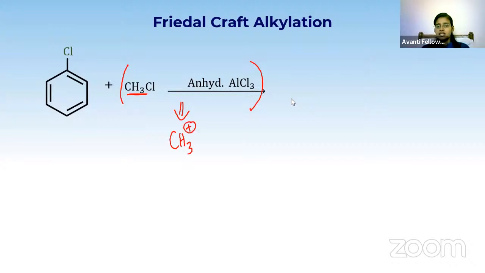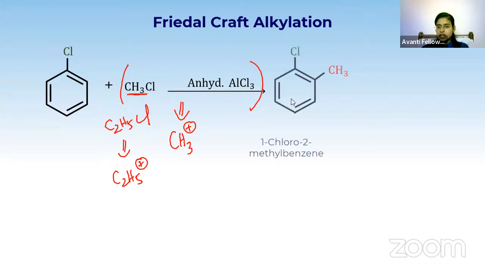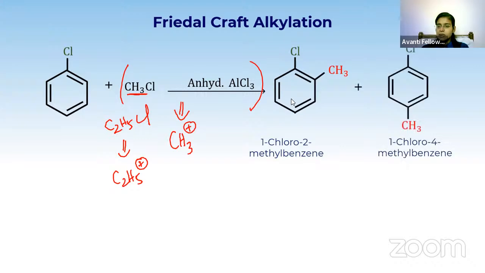CH3 plus. So if I have some other alkyl halide, if I have C2H5Cl, then the electrophile will be C2H5 plus. Got it? So whatever alkyl group we are taking, that will form as the electrophile. So that will go and get substituted in the ortho and para position. So we will get an ortho product like this and a para product like this. Ortho minor and para major. Clear?